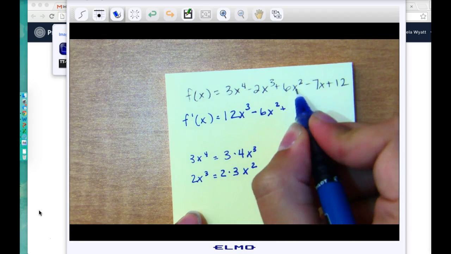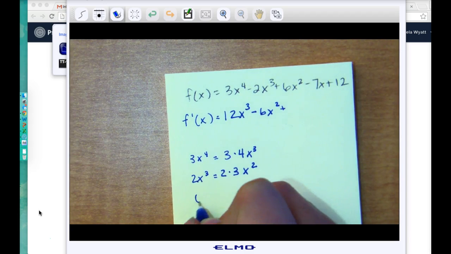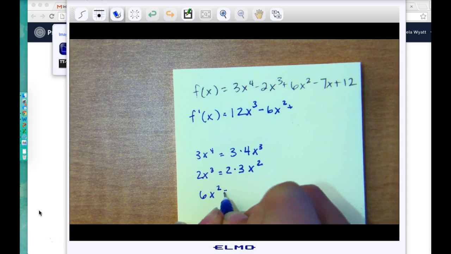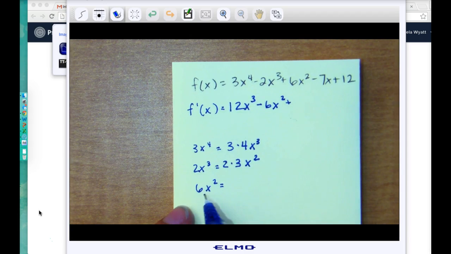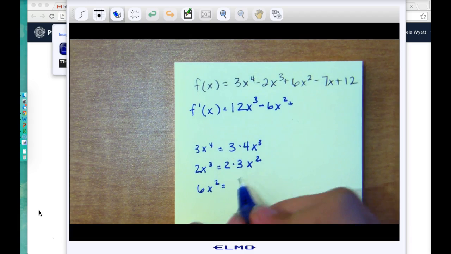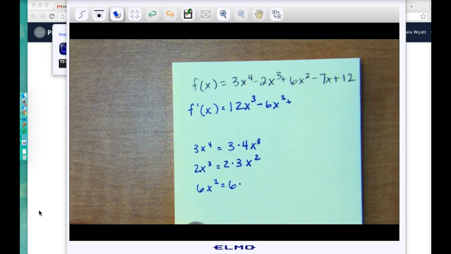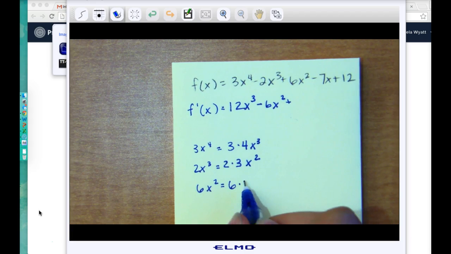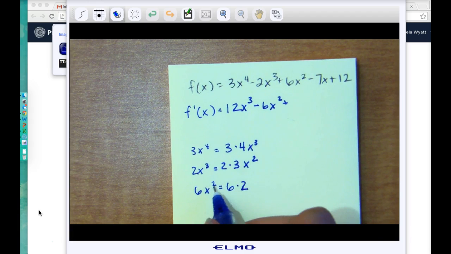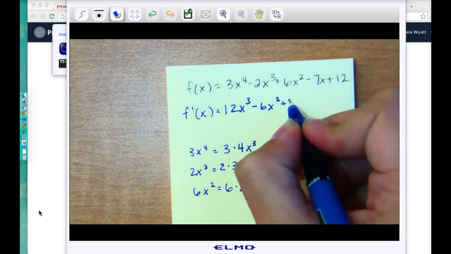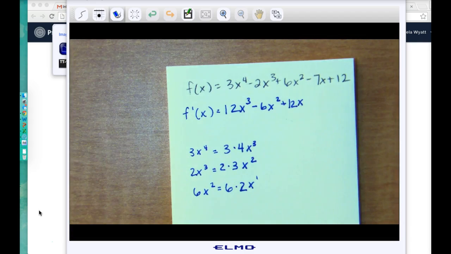Plus, now I've got my 6x squared. My coefficient stays out in front, 6 times x to the power of 2. My 2 is going to come down, and my exponent goes down to a 1. So this will simplify down to 12x.